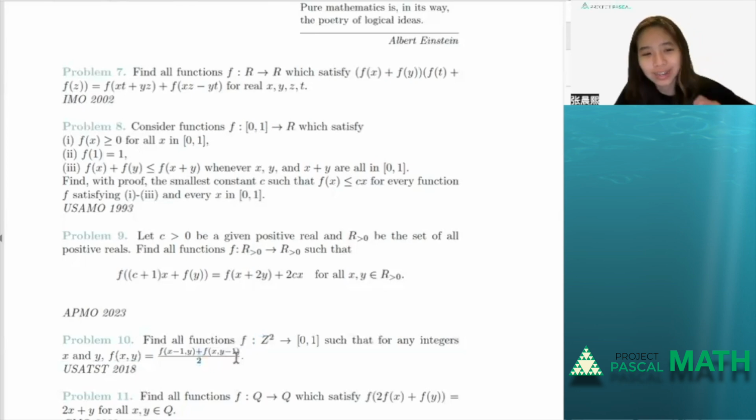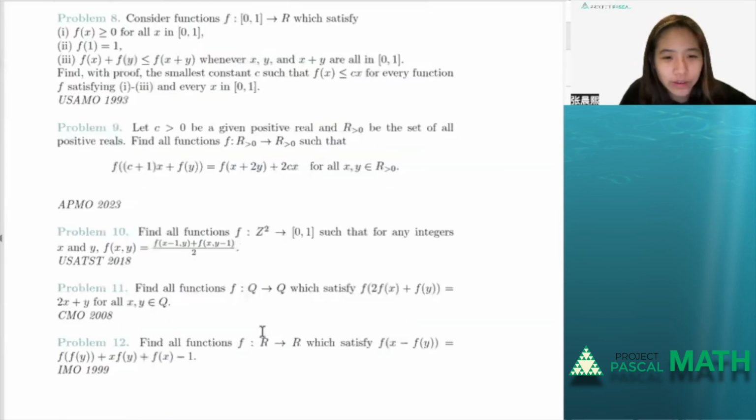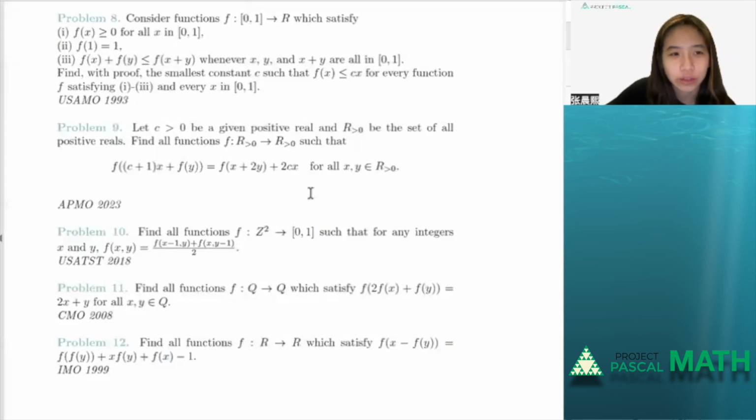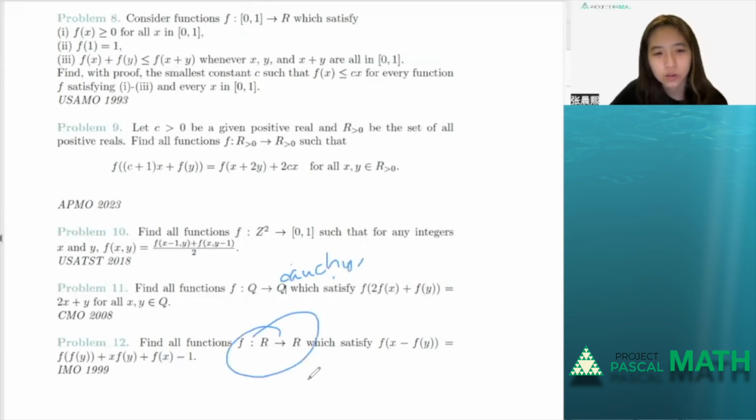And the fifth question is a bit unique because it's a rational domain to a rational range question. So certain ideas can be used, because usually when you think of rational, you think of Cauchy. So it might come in useful. And then this one is also substitution. So yeah.